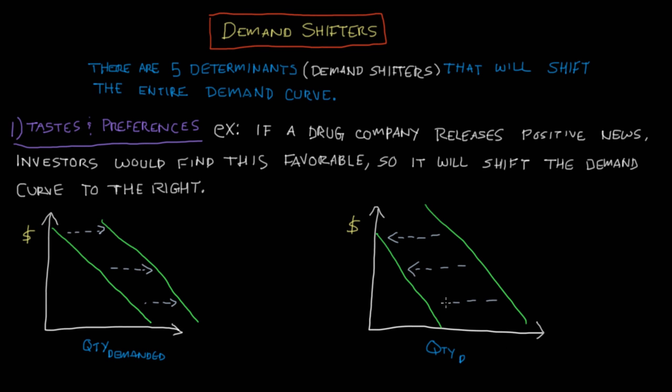However, if the company was found engaging in illegal activity or misrepresenting the facts of their business operations, this would leave a bitter taste in the mouths of investors, and so the result of this negative effect is a demand shift to the left.